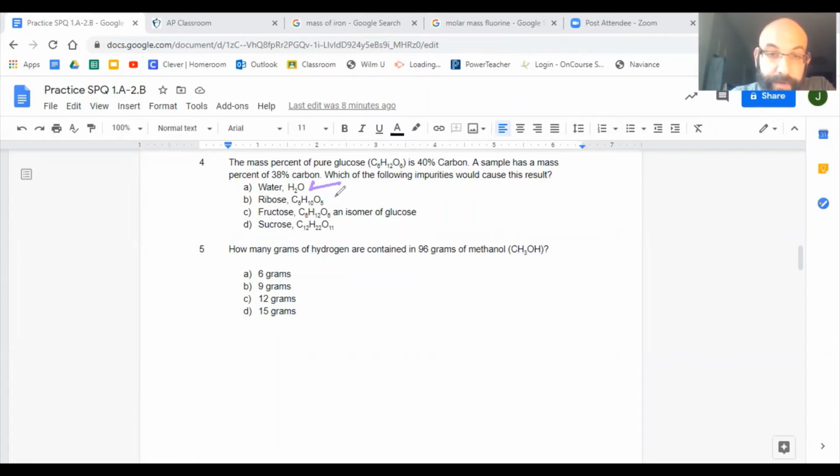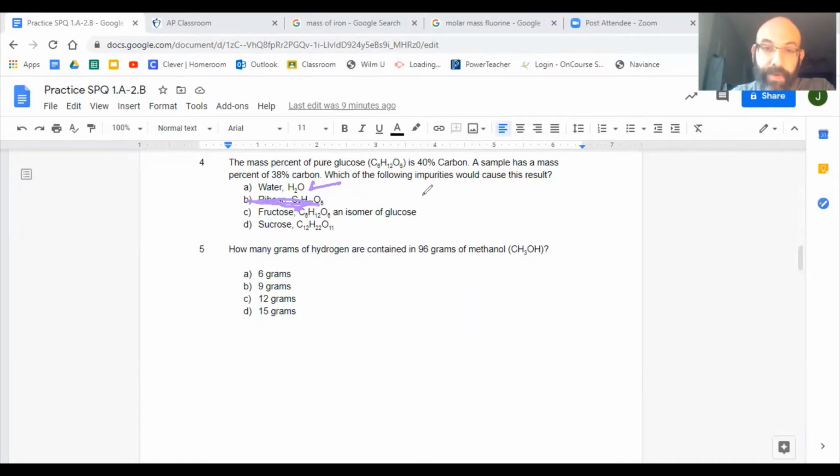Okay, so we look at ribose, and ribose only has 5 carbons. And glucose has 6. So we would think that ribose would also contribute to this decreased percent mass of carbon. However, if you look at ribose more carefully, the ratio is the same as glucose. It's 1 to 2 to 1. That is the empirical ratio for glucose, same thing for ribose. So ribose actually will not change the percent. It would actually keep it at 40. So ribose does not work.